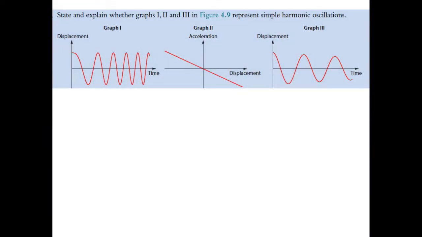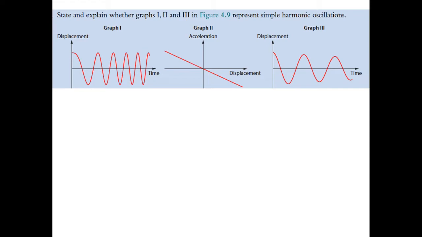Revision for oscillation. Question number 1. State and explain whether graph 1, 2, and 3 in the following figure represent simple harmonic motion. Graph 1 does not show simple harmonic motion since the period does not stay constant as time goes on. So graph 1 is not simple harmonic motion as the period is not constant.